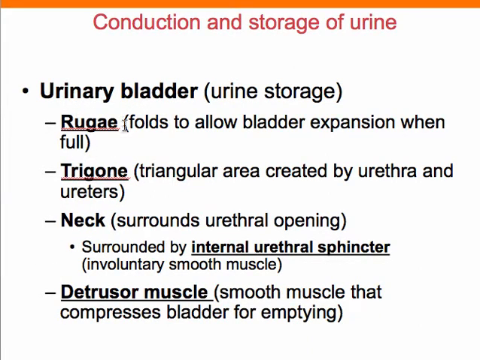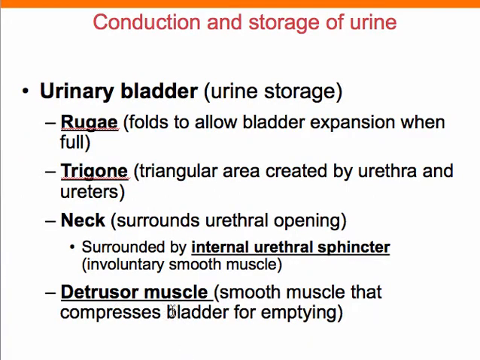The first is rugae, so folds like we've seen in other organs now, and those are there to allow the bladder to expand to accommodate an increase of volume. There's an area called the trigone. It's a triangular area created by the urethra and the ureters on the inferior side of the bladder. The neck is the area surrounding the urethral opening, and it is also surrounded by a sphincter. We call it the internal urethral sphincter, and it's an involuntary smooth muscle. So it's under the control of the autonomic nervous system, and in particular the parasympathetic nervous system.